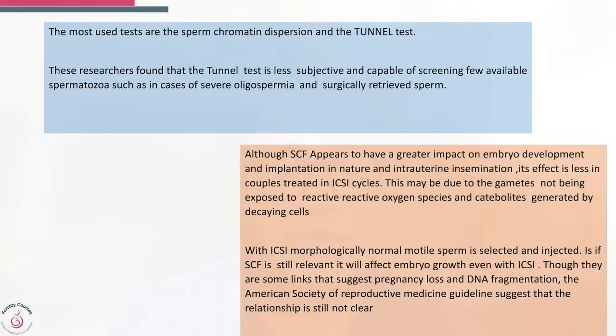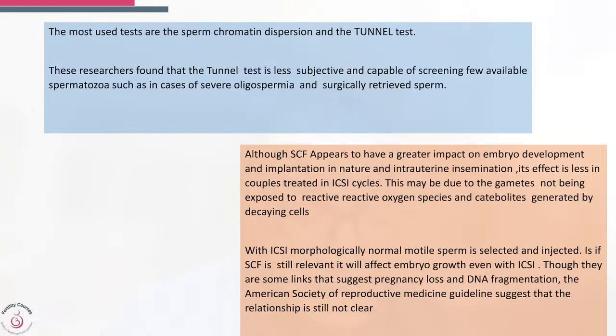The fragmentation appears to have a greater impact on embryo development. And again, we've seen couples who have a high sperm DNA fragmentation have a slow conversion to blastocyst or no conversion to blastocyst. It seems that when you do ICSI, you are covering the impact, or in fact, taking care of the impact of DNA fragmentation. And it may be because the gametes are not being exposed to reactive oxygen species generated by decaying cells. So you're in fact taking them away from that hostile environment.